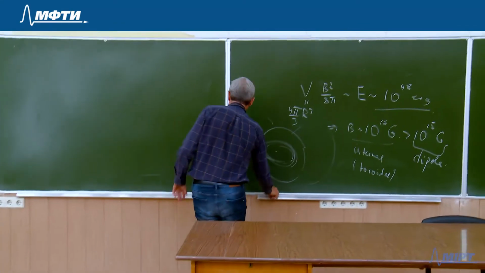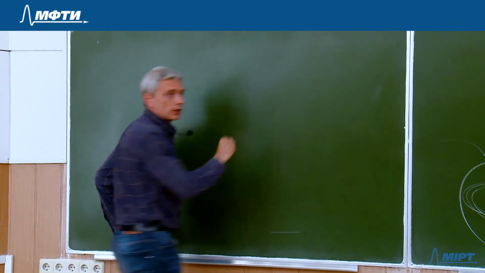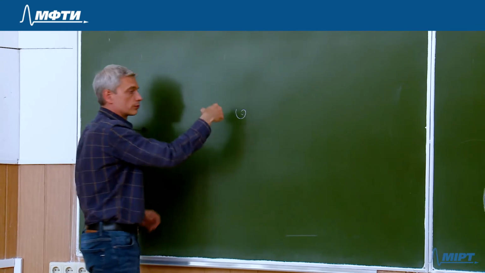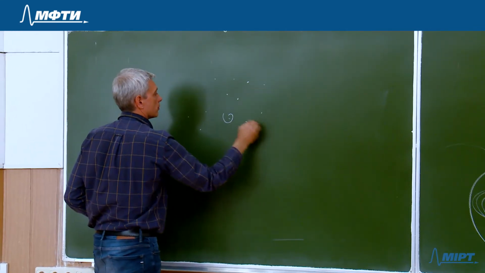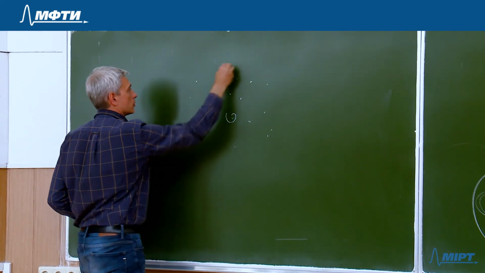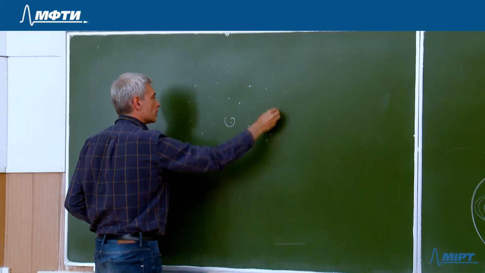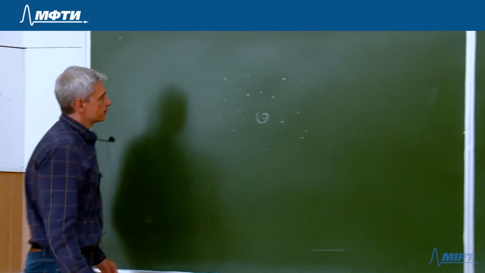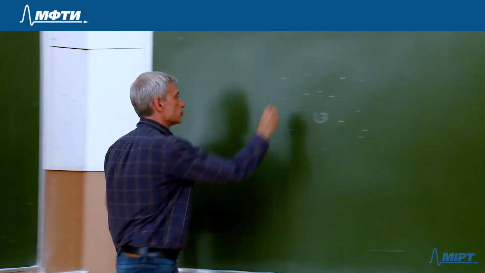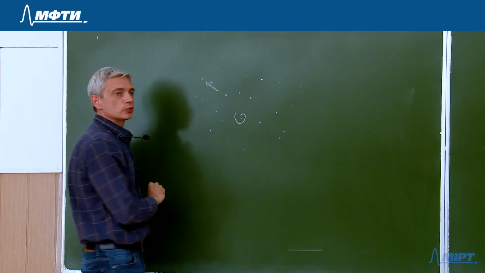So if I look from above, that would be the axis of rotation of the star, and there is an array of vortices. I won't be able to plot each of them. There are many of them. And the Magnus force acts this way.